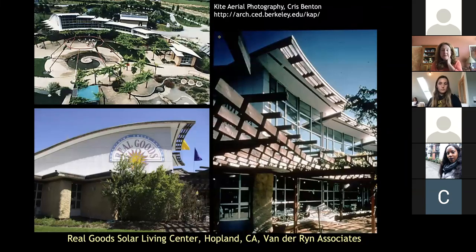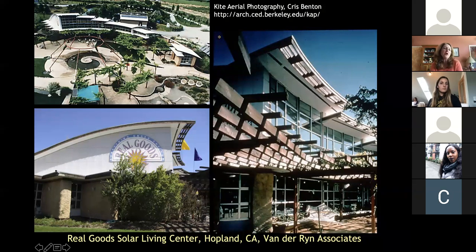Another, maybe about an hour away, I think, the Real Good Solar Living Center in Hopland, California, was done by Sim Van der Ryn, who used to be a professor at UC Berkeley. This is a lovely building with a lot of different passive features. One of the things I want to point out, because I'm going to show you in the next slide, is look in this upper left picture. You see how the roof is stepped down? This is a wonderful daylighting strategy with these steps that I'm going to show you in the next picture.